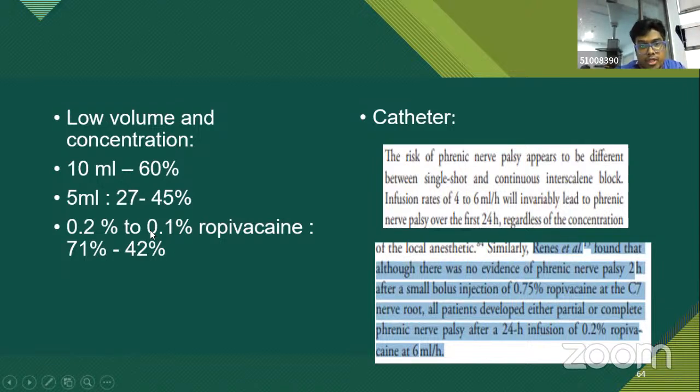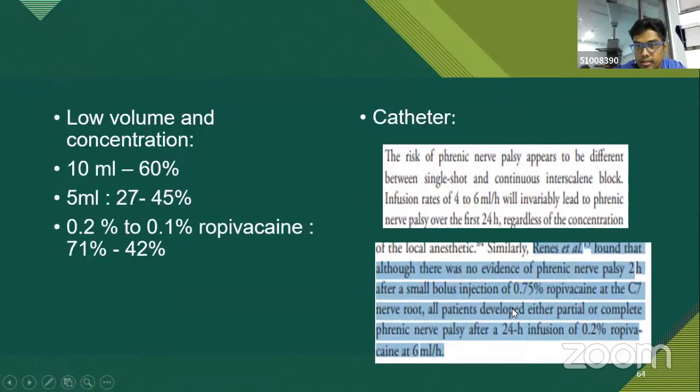But when you reduce the dose to half of the local anesthesia, then the duration of analgesia was less. So see, at the expense of duration of anesthesia or analgesia, we are going down on the concentration of the local anesthesia. Now coming to catheter or continuous infusion, infusion rates of 4 to 6 ml per hour produce phrenic nerve palsy over 24 hours, regardless of the concentration.